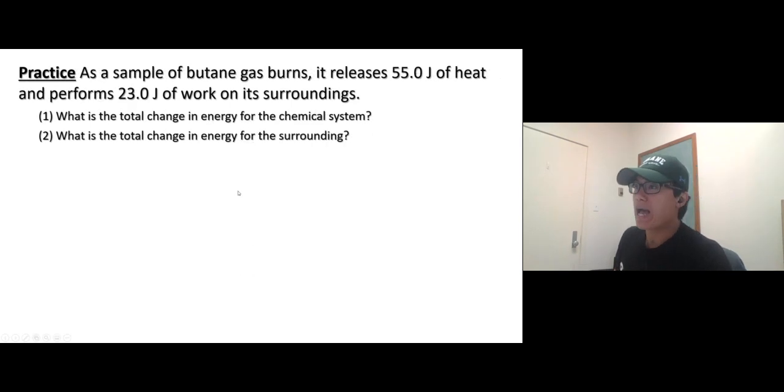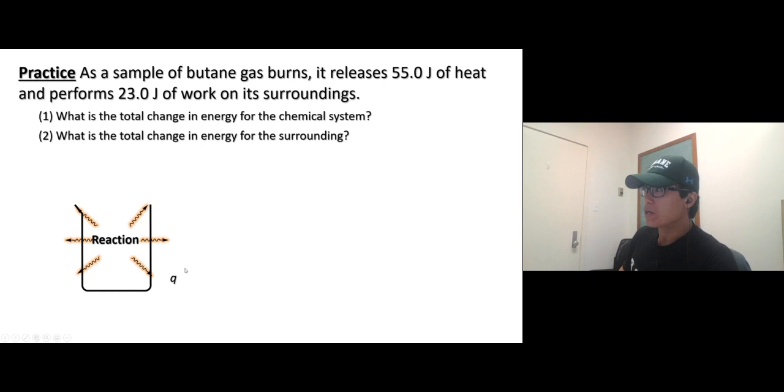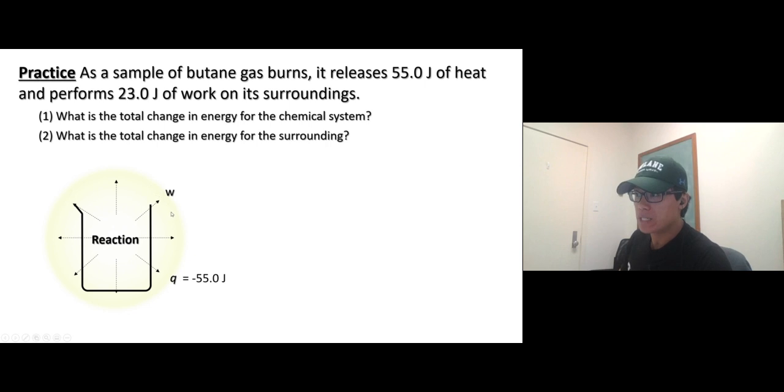All right. So another one. As an example, butane gas burns and releases 55 joules of heat. All right. So we have a reaction. Release means that the reaction loses energy. All right, it loses heat. This one loses heat, negative 55 joules, and performs 23 joules of work on the surrounding. So it does work on the surrounding, it loses work as well.